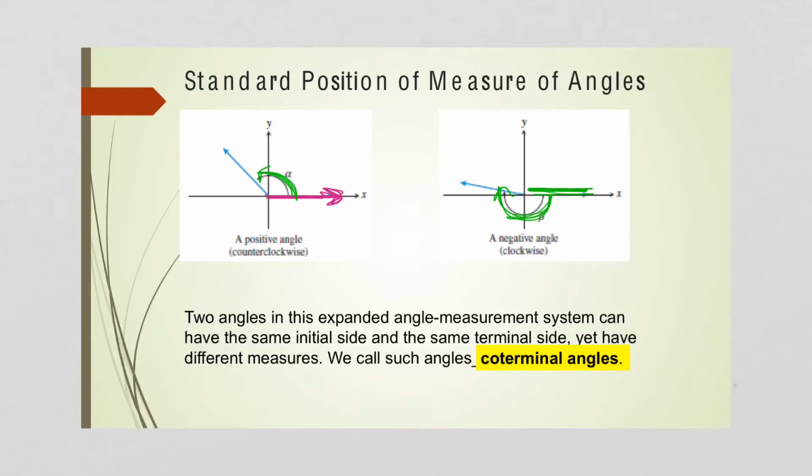So, two angles in this expanded angle measure system can have the same initial side and the same terminal side, yet have different measures. So, we call these angles coterminal. Co meaning together, terminal, so it means they together have the same terminal side.